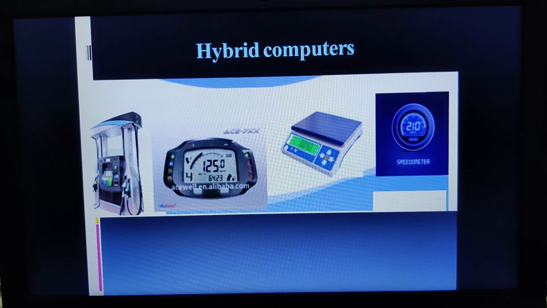Such computers we usually call hybrid computers, which have the capability to convert analog to digital and digital to analog. These hybrid computers are capable of accepting inputs and outputs both in the form of digital as well as analog signals, and these are mainly used for specialized tasks.